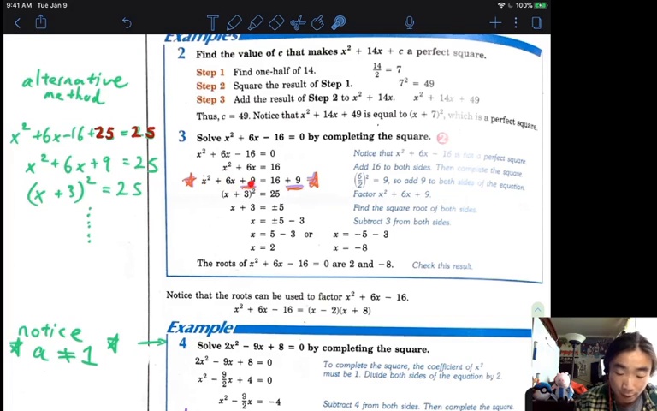Once you've completed the square by adding in b over 2 squared, in this case it's 9, you can factor the left-hand side. It becomes x plus 3 squared. Notice this term right here, the factor, it's b over 2.